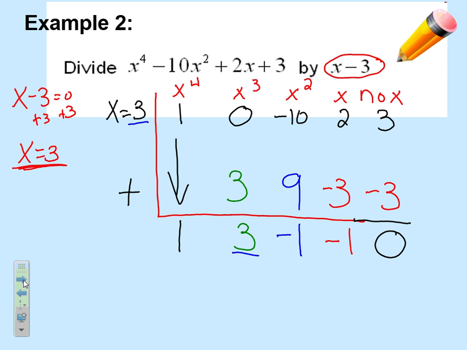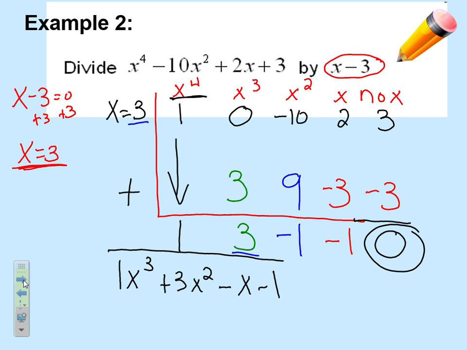So now I'm going to rewrite this. So above is x to the 4, so I go 1 lower than x to the 4, so I have 1x cubed plus 3x squared minus x minus 1. Now this time our remainder is 0, so I don't have to put anything. This is my final answer.